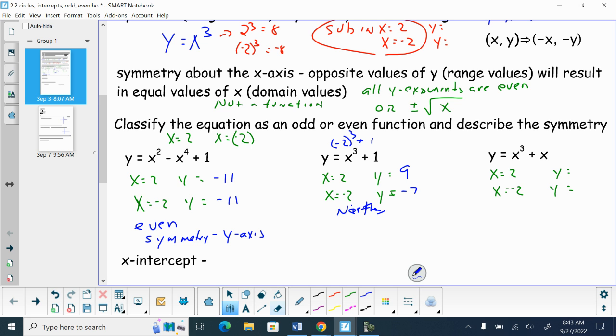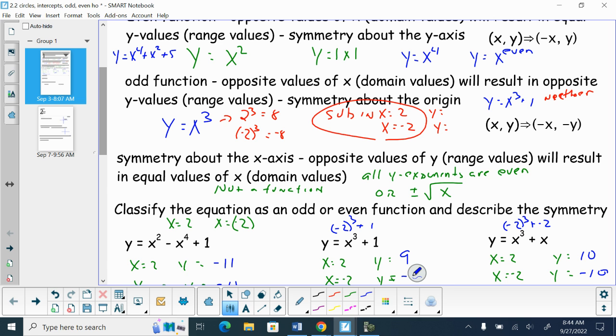Last one, y equals x cubed plus x. Put in 2, put in -2. What do we get, Paige? 10. Okay, we have -2 cubed plus -2. -10, odd, even. Put in opposite values, do I get opposite values? So we have odd, so we have symmetry about what? Odd functions, we have symmetry about the origin.